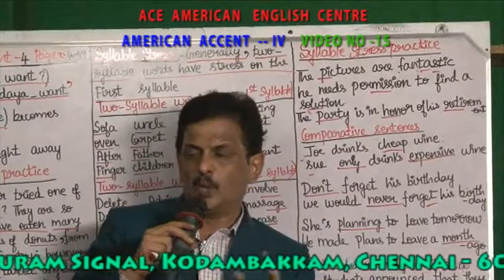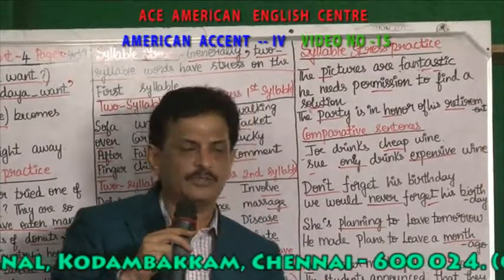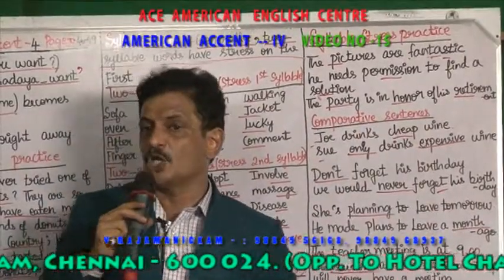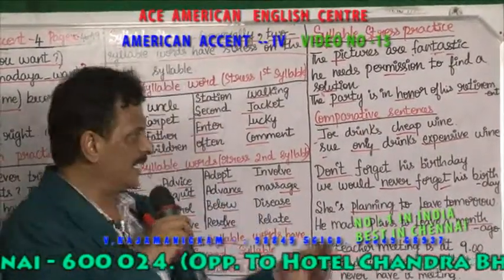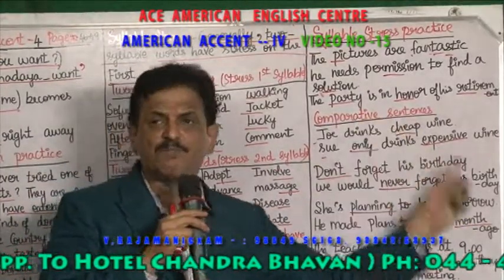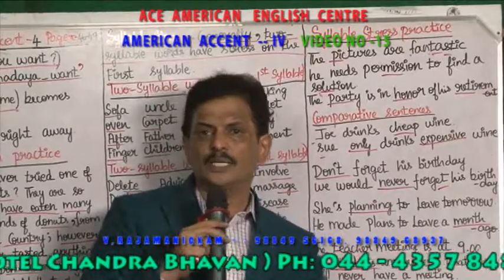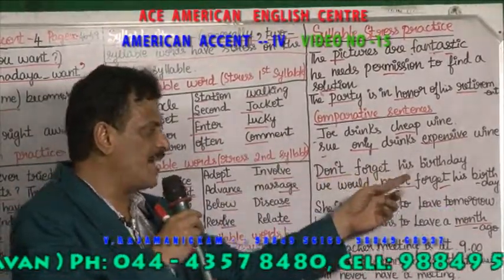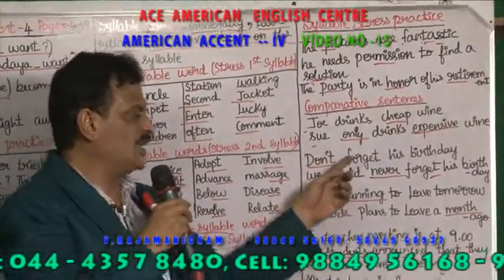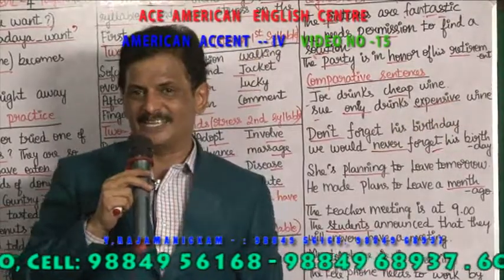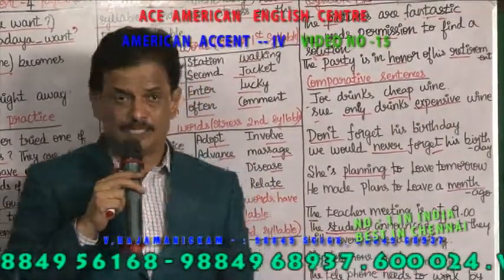So here comparative sentences. Comparative என்றால் என்ன? ஒப்பிட்டு பார்ப்பது. Comparative. So here Joe drinks cheap wine. Joe என்ன பண்றான்? Cheap wine குடிக்கிறான். ஸோ இங்கே எங்கே ஸ்ட்ரெஸ் பண்ணுவீங்க? Cheap wine. Sue only drinks expensive wine. Sue என்ன பண்ணுறா? ரொம்ப காஸ்ட்லி வைன் தான் குடிக்கிறா. Don't forget his birthday. We would never forget his birthday. இதுவும் comparative sentence. அவன் பர்த்டே மறக்க முடியக்கூடாது, நாங்கள் எப்பவும் மறக்க மாட்டோம்.